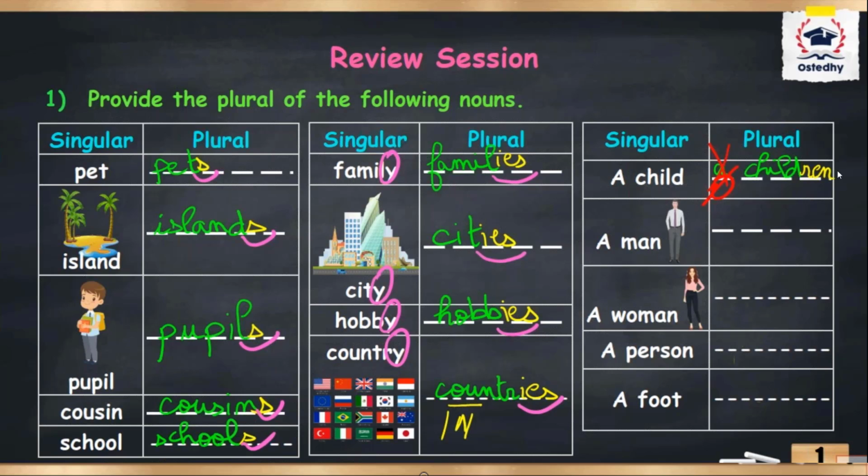Now, the synonym of child, Amini, can you remind me? Kid. What do I say, a child or a kid? A kid. And in the plural it becomes? Kids. So it's exactly like which table? The first. Exactly. Thank you so much, Amini.